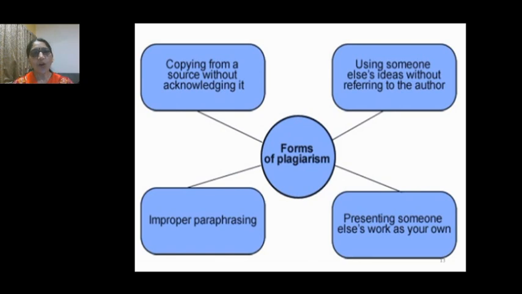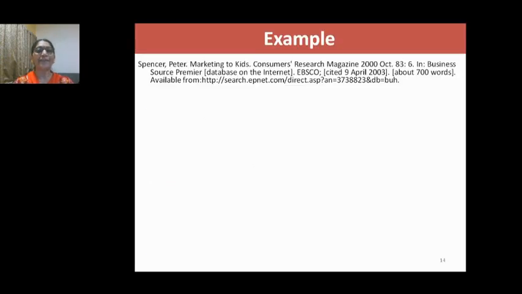So these are the forms of plagiarism. If you are copying from a source without acknowledging it, using someone else's ideas without referring to the author, or your paraphrasing is improper, if you are not using your own words properly and you are not giving a clear idea, or you are presenting someone else's work as your own, so these are all the forms of plagiarism. Next, we will see the example.